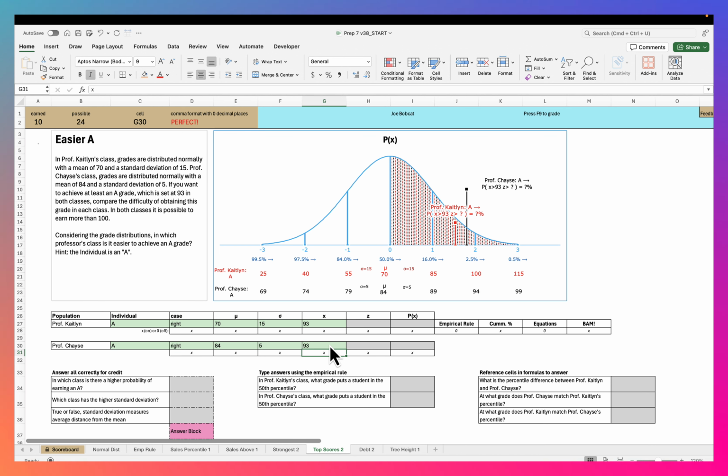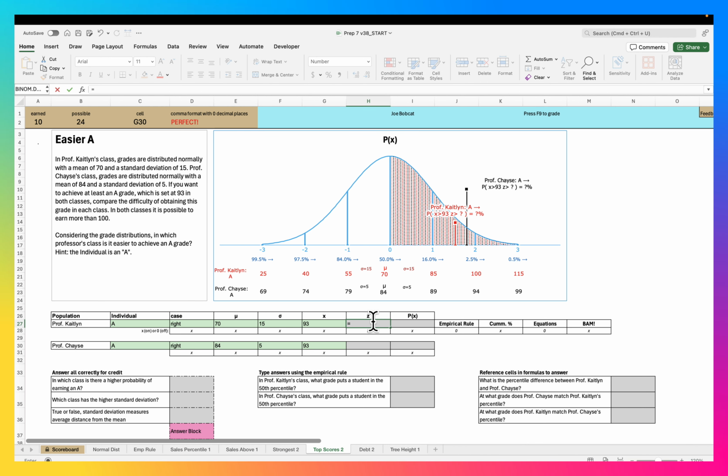So, just think about it. If you only had the mean, you would think, oh, well, I'll take Professor Chase, whose mean is much higher. But the standard deviations are really quite different, and that might change that result. So let's go ahead and calculate the z-score.